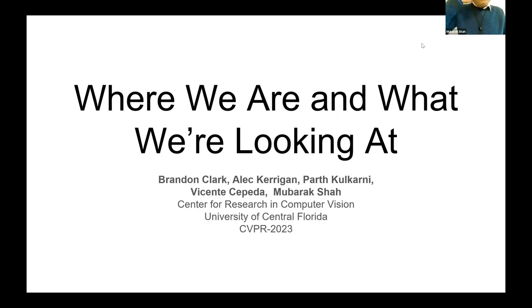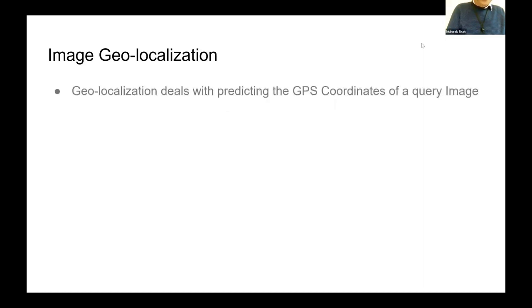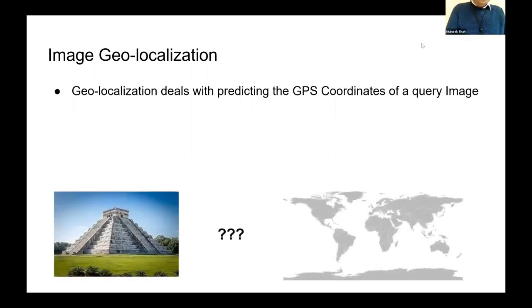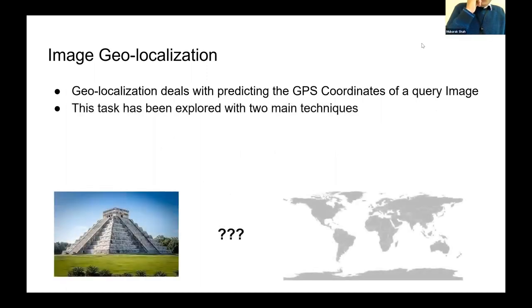So I'm going to talk about this paper. We have this CVPR paper where we say where we are and what we are looking at. As you have heard so far today, geolocalization means that given an image, we want to find out the GPS location of that. It has two main techniques: the retrieval-based method, which is what he talked about, and most of the methods are retrieval-based, and the other one is the classification-based method.